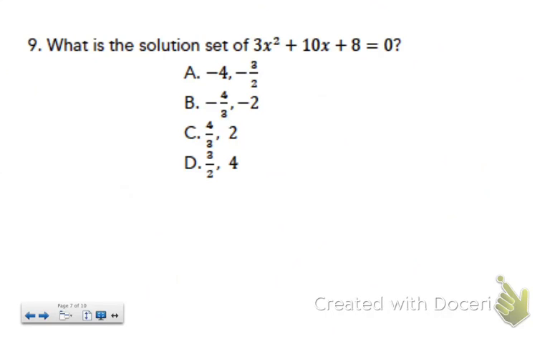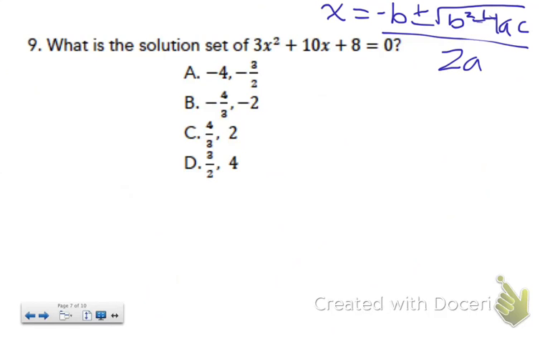We're looking for the solutions. And you could factor by doing slide and divide. Just so that we can see one example of the quadratic formula, that's what I'm going to use for this one. Okay, so there's my formula: negative b plus or minus the square root of b squared minus 4ac, all divided by 2a. So to make it easier to plug in, I'm going to write a is 3, b is 10, and c is 8. And now I'm just going to plug it in.